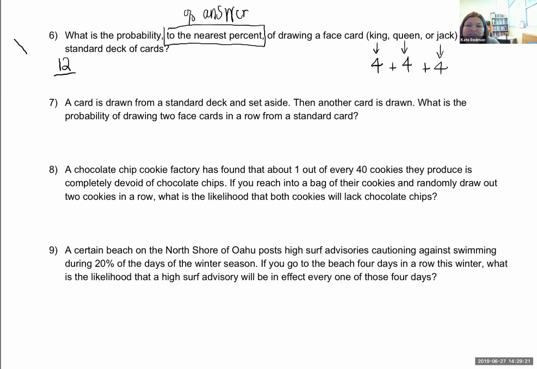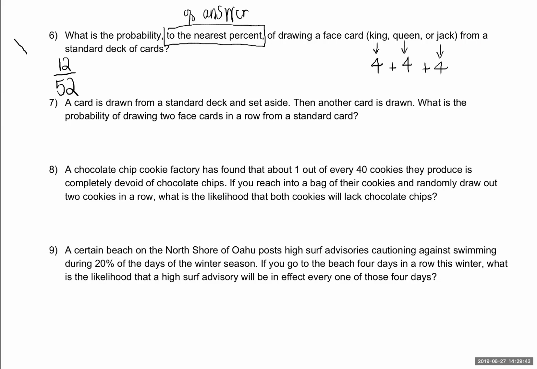There's 13 of each suit, and there's 4 suits, and 4 times 13 is 52. So that is the prior knowledge you would need. You would need to either figure out how many cards are in a deck by counting, or you would have to know that there's 52 cards in a deck.